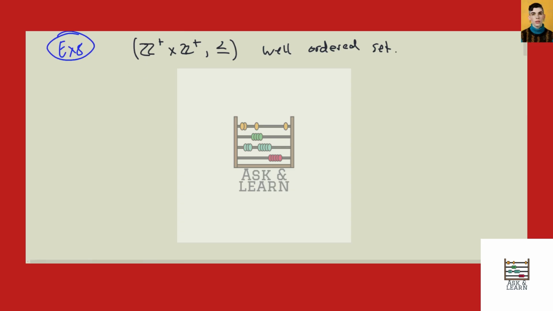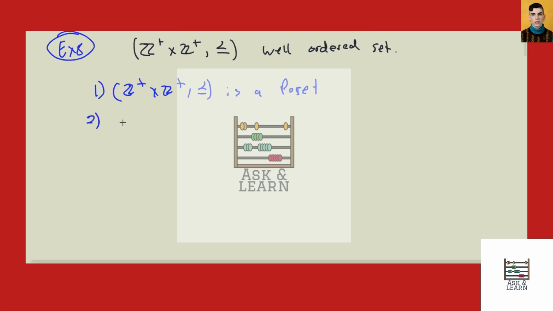So they want us to verify what they say in example 8 about Z plus cross Z plus being a well-ordered set using lexicographic ordering. Well, for something to be well-ordered, we need three things. We need, one, our set to be a poset. And I don't know if they exactly state this anywhere in the chapter, so I don't think we can just assume it.